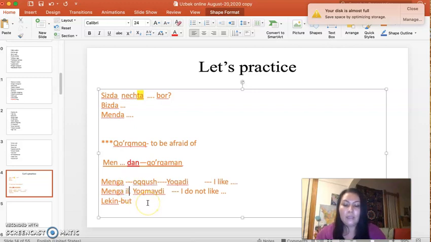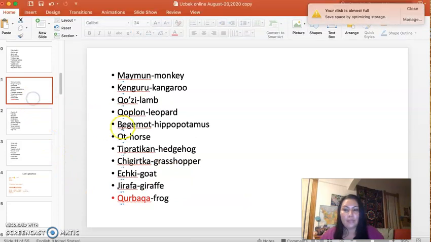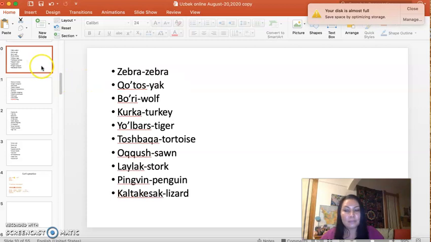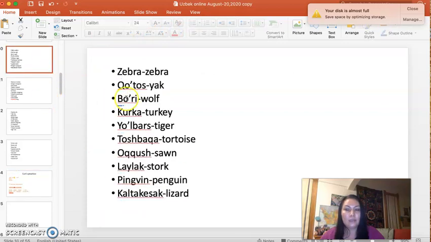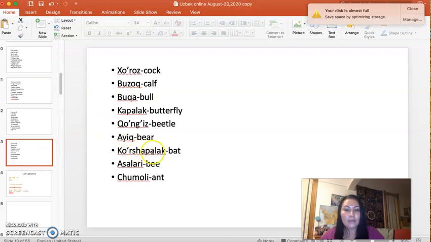Menga ilon yoqmaydi. Or you could say menga ot yoqadi. Menga echki yoqadi. Menga maymun yoqadi. Lekin, lekin means but. Lekin menga bo'ri yoqmaydi. Menga ko'rshapalak yoqmaydi. Menga chumoli yoqmaydi. Menga buqa yoqmaydi. Feel free again to practice.